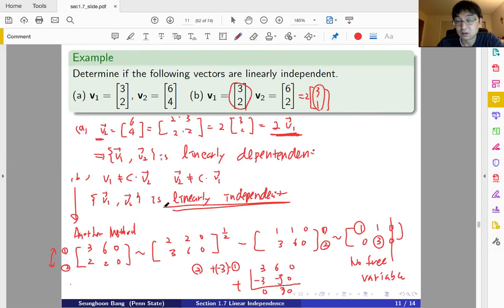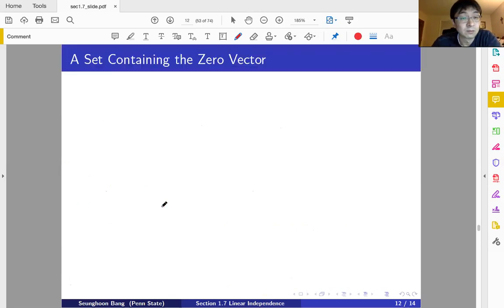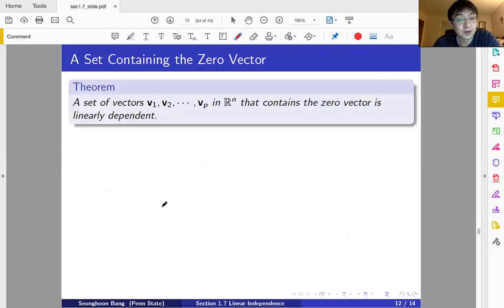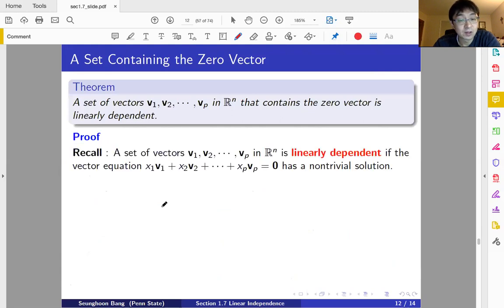Linearly independent. This is the whole idea. Either is fine. The set containing the zero vector: a set of vectors v1, v2, ..., vp in Rn that contains the zero vector is linearly dependent. Proof. Recall the definition of linearly dependent: the vector equation has a non-trivial solution.